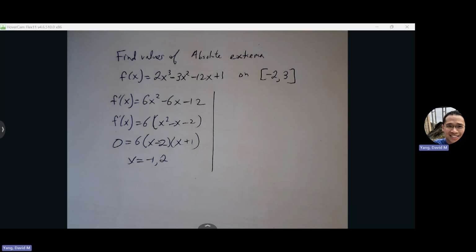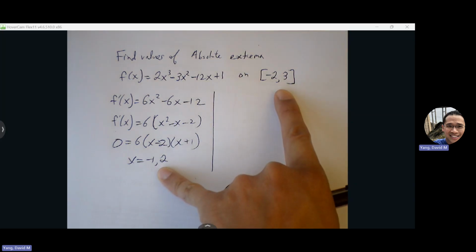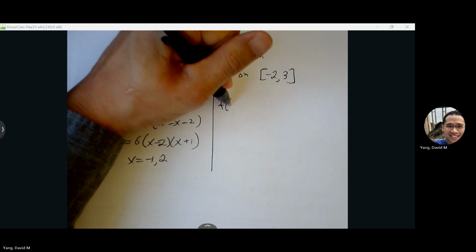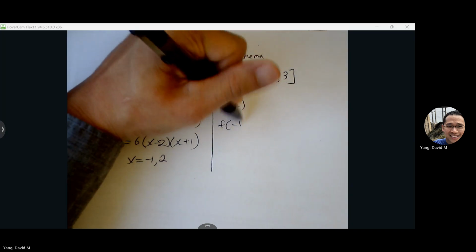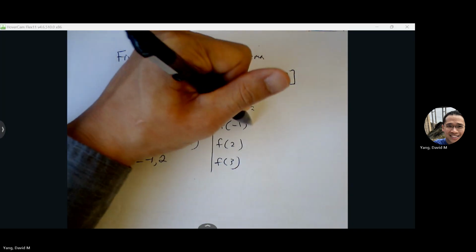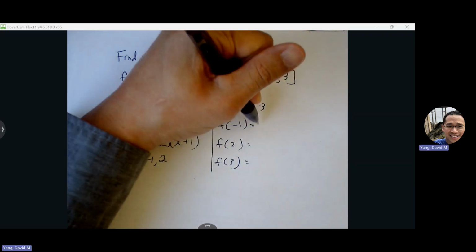Okay, do you guys find your critical points? Okay. Are both of these valid? Yes. So we're going to test all 4 points back into the original function. Use your calculator.